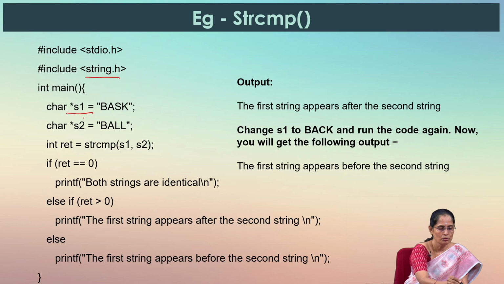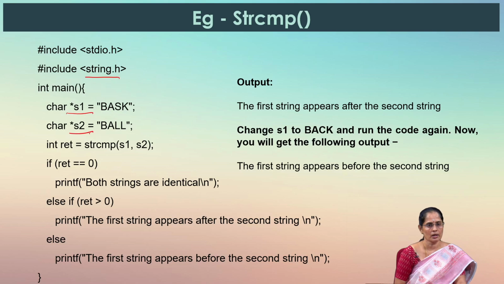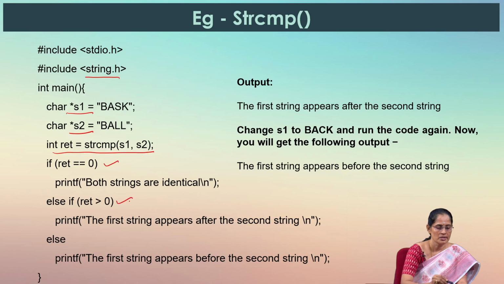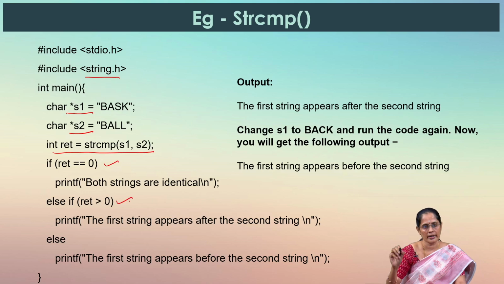I am declaring two character string pointers S1 and S2. We are comparing here using the strcmp function which returns an integer. So, we are checking three comparisons, whether it is equal to 0, or greater than 0, or less than 0, right. The same concept we can create as our own user defined function and we can handle it. Okay. So, how are we going to do it?